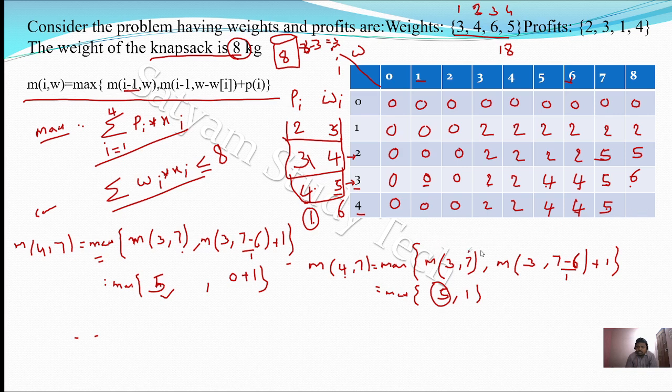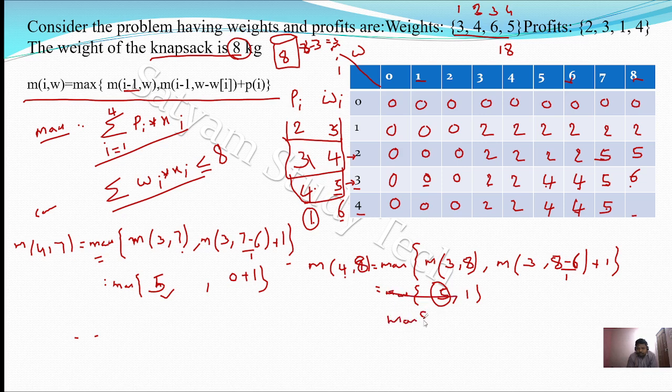Here you can consider 8, sorry, here it is considered 8, because here it is 8. Now you can see 4 8, that is here 3 8, m of 3 8. Here the w is 8, 8 minus w of I, that is 6, 8 minus 6, then plus p of 4, that is 1, okay.